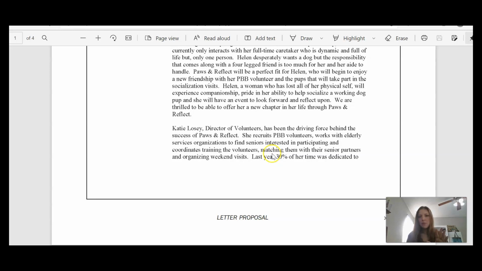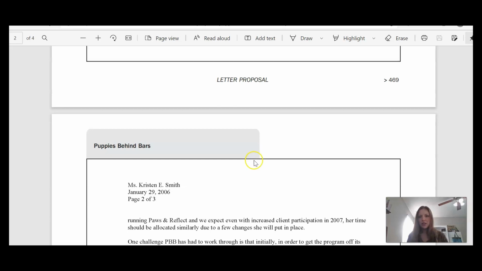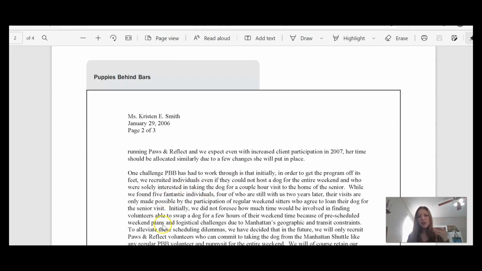The proposal continues to talk about, in different ways from different angles, the types of growth that they're hoping to achieve with more funding support. So they talk about one of their staff members, their director of volunteers, who's been really driving the success of this program, and how she has been dedicating a lot of her time to running this particular program, and how they expect that staff time to increase because of the growth and the success of the program. But then they talk about the challenges that they're facing with this program.